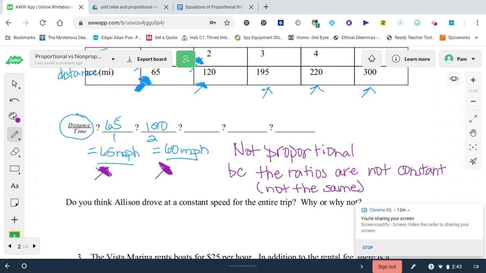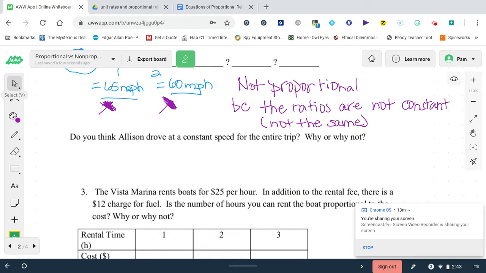All right. Let's go down. It says, do you think Allison drove at a constant speed for the entire trip? And you just think about real life and a real life experience. Like if you're driving, I hope you're not driving yet, but if your parents are driving and that may be going to Birmingham or someplace like that, are you constantly going the same speed all the time? Do you think they'll be constantly going the same speed the whole time? So would someone be going 65 miles per hour all the way from Coosa to Birmingham? Well, no, that doesn't make sense.